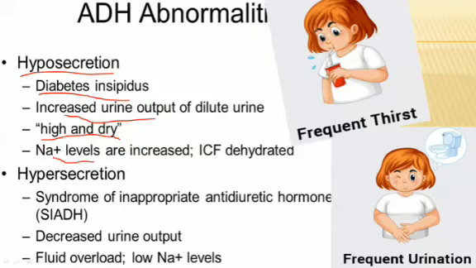Sodium levels are increased in the body, and then the ICF, the intracellular fluid, will be dehydrated and reduced, so metabolic activities will be affected. In hypersecretion of ADH, the syndrome of inappropriate antidiuretic hormone, SIADH, can happen. The hormone is secreted more than required, so it functions a lot and there will be decreased urine output.